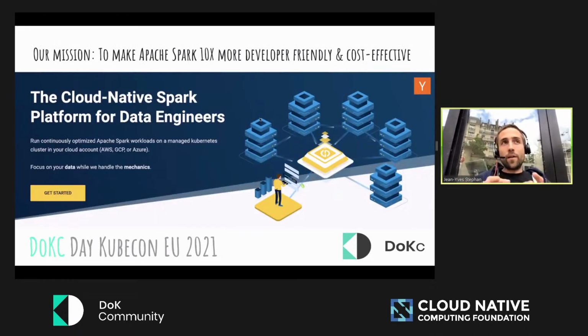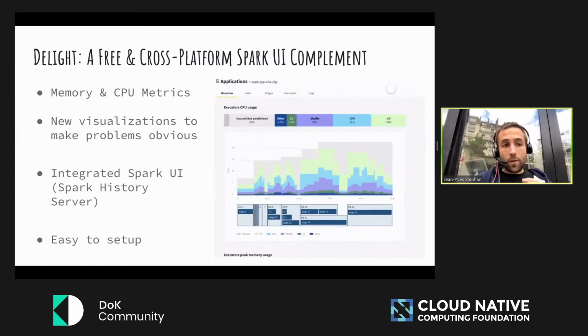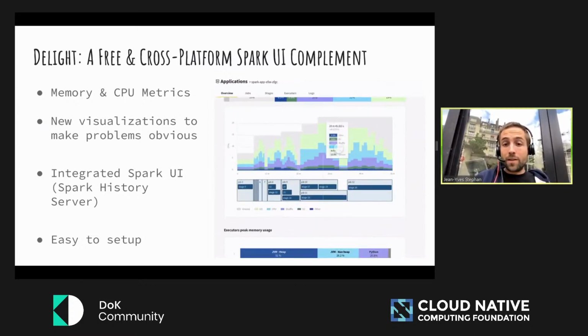Maybe just a quick background about our company before I talk more about performance tuning. Our goal is to make Apache Spark 10x more developer-friendly and cost-effective. And we think that the ability to deploy Spark on Kubernetes, which wasn't possible until recently, makes that dream possible, making Spark 10x better. So that's what we do. We deploy Apache Spark inside our customer's cloud account, whether it's Amazon, GCP, or Azure. And we make Spark on Kubernetes really easy, really optimized, and so on. But this talk is not about our company. It's about an open source tool we developed that does observability specific to Spark.